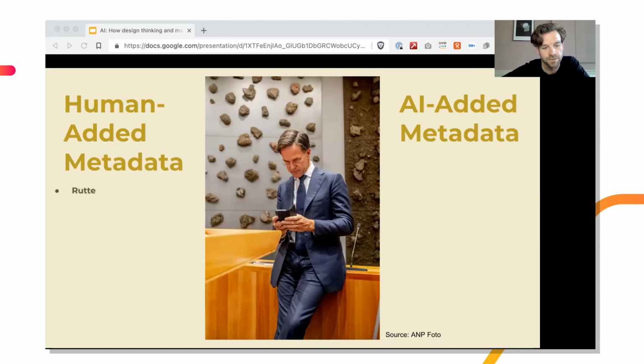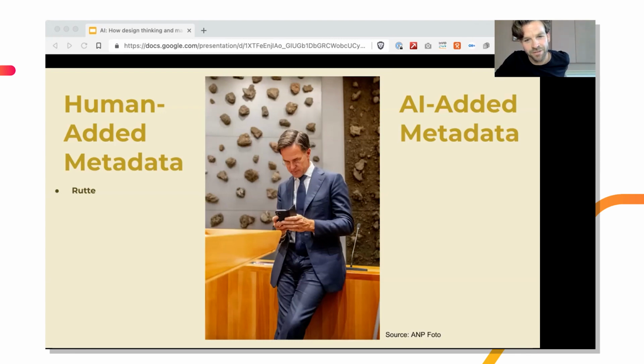You already gave Rutte, but what other words would you use if you were an archivist for the ANP and saw this picture? What would you enter? Again, please put your answers in the chat, your metadata, your tags, your labels. Message, yes. Blue suit, very well. Phone, yeah. WEF, World Economic Forum, climbing wall, that's art.